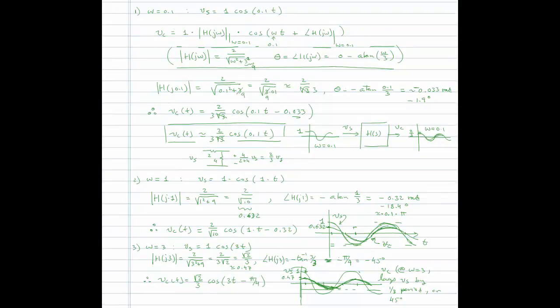So we notice the trend. At 0.1 omega, the output was essentially the same amplitude, well, just 2/3 the amplitude of the input. At omega equal to 1, we saw that slightly attenuated from 2/3, which is 0.67, down to 0.63. Now at omega equal to 3, we're down to 0.47. So the amplitude is decreasing, and we're starting to lag. The waveform is now delayed a full 45 degrees.